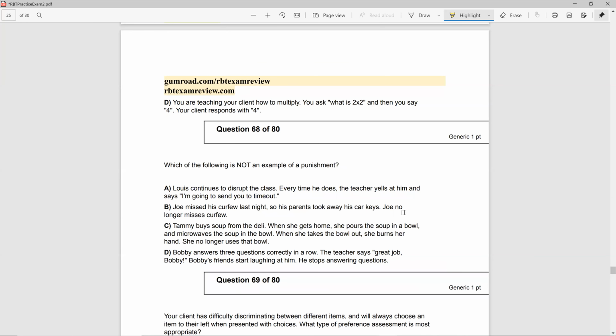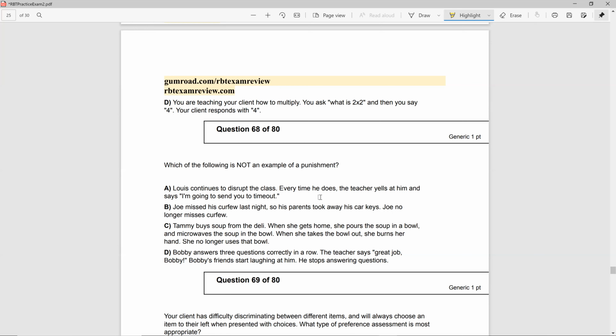Question 68. Which of the following is not an example of punishment? So on the test, be very careful about these not questions or these except questions. So they're asking you what is not an example of punishment. So that means there's going to be 3 examples of punishment and 1 that isn't. Okay. A, Lewis continues to disrupt the class. Every time he does, the teacher yells at him and says, I'm going to send you to timeout. Now, is this punishment or is this a threat? Okay. Think about it, right?